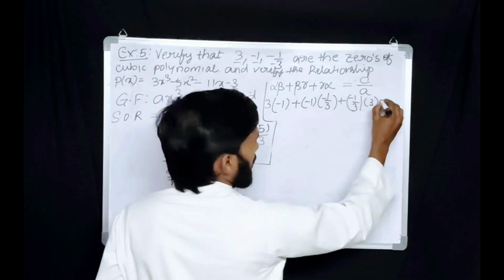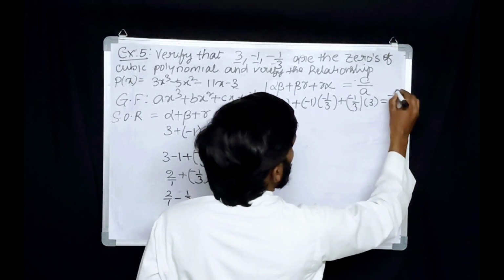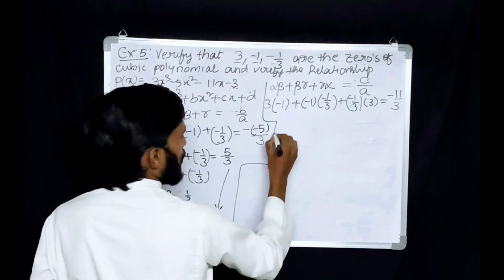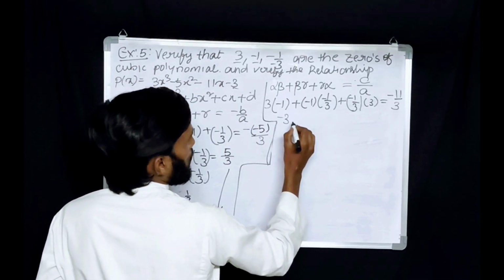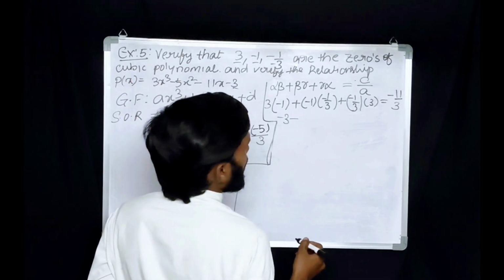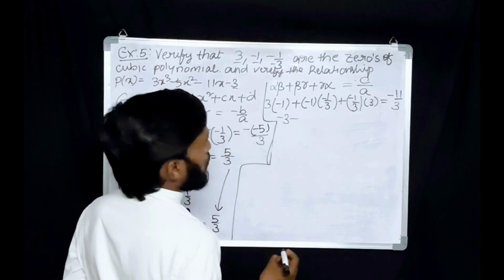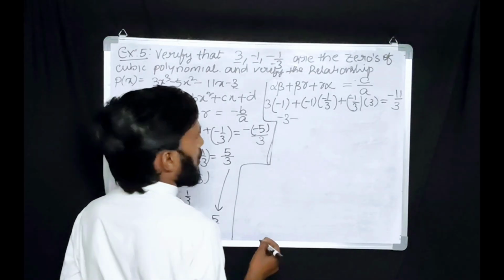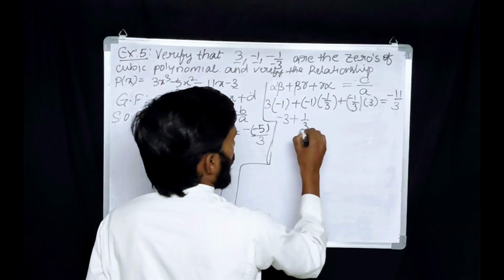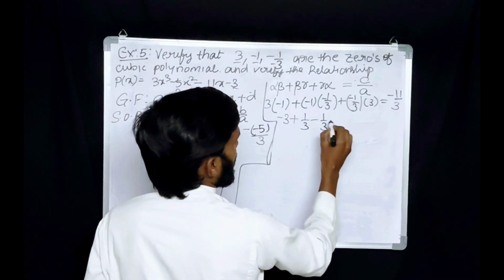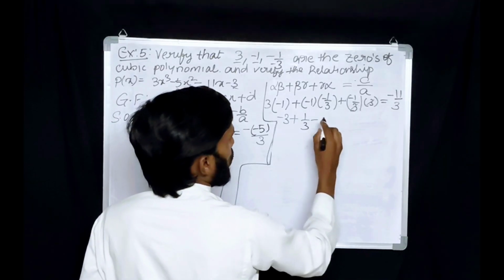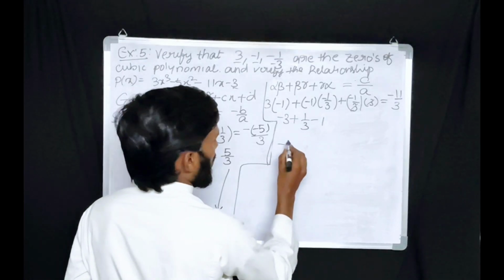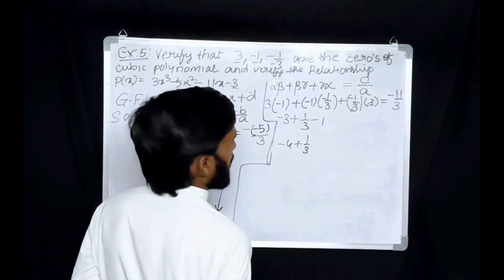Here c is equal to minus 11. What is the constant term here? Minus 11. a is equal to 3. So simplify this. 3 into minus 1 is minus 3, plus minus 1 into minus 1 by 3 is plus 1 by 3, plus minus 1 by 3 into 3 is minus 1. So if you add minus 3 and minus 1, what is that? Minus 4 plus 1 by 3.